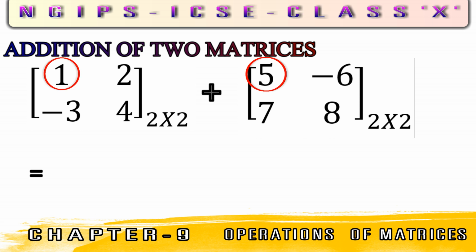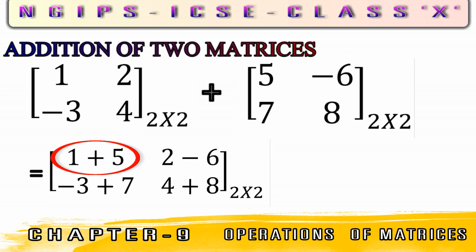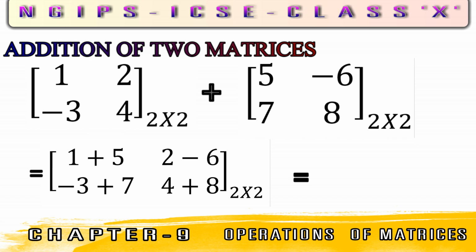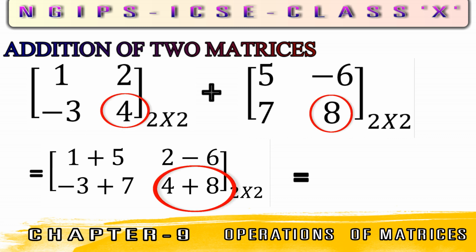Let's see how the addition of corresponding elements is done. We will have 1 plus 5 here. This is the 1-1 element of the final matrix we will get. What will be the 1-2 element? We add the 2 and minus 6 of the individual matrices, so it will be 2 minus 6. In this position, we will add these two elements, minus 3 plus 7, and in this position we will add 4 and 8.